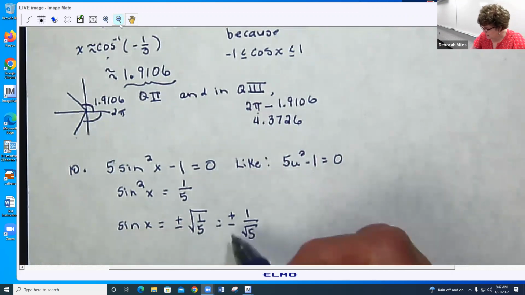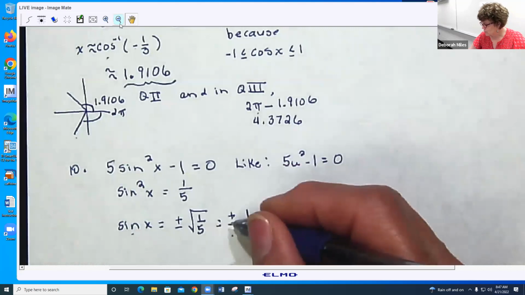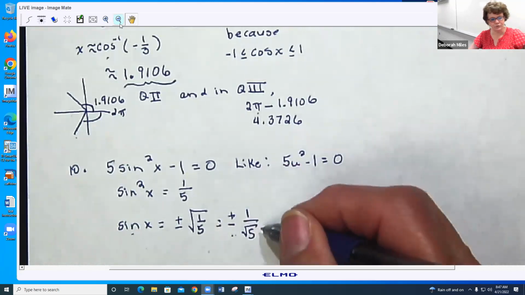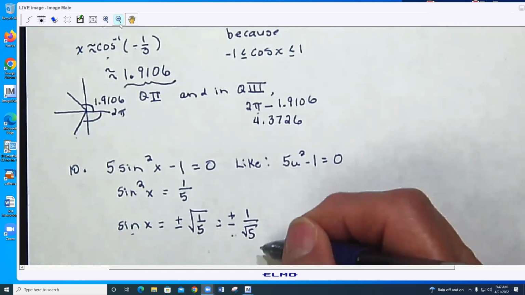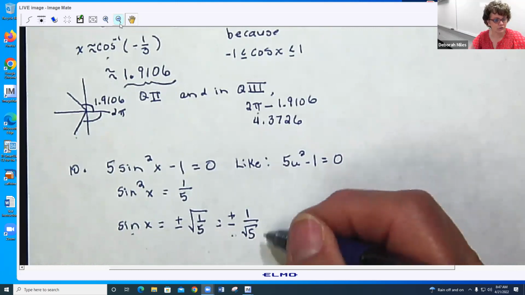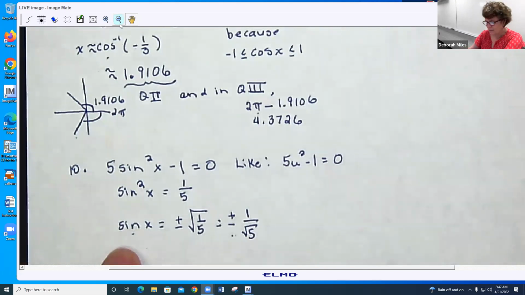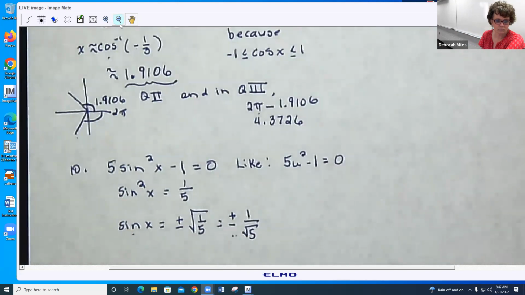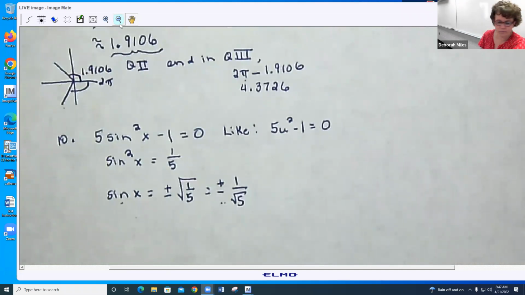Now this plus or minus tells me to expect how many solutions. How many times is sine going to be either positive or negative, something close to a half in one revolution of the unit circle? 4. Yeah, once in each quadrant. And I need to find all solutions. So how do I find the first quadrant angle whose sine is, well, in the first quadrant, it'd be positive, 1 over square root of 5. Angle whose sine is 1 over square root of 5.